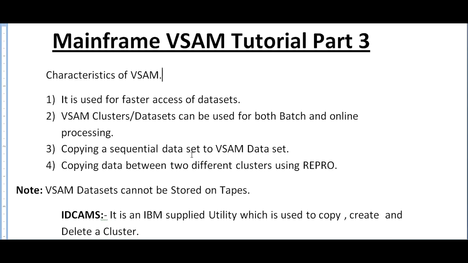It is mainly used for faster access of the data sets. Compared to PS files, VSAM access is faster. VSAM clusters or datasets can be used for both batch and online processing. It is mainly used to copy sequential datasets to VSAM datasets, or vice versa, from VSAM datasets to sequential datasets. And it is also used to copy data from one VSAM cluster to another VSAM cluster.